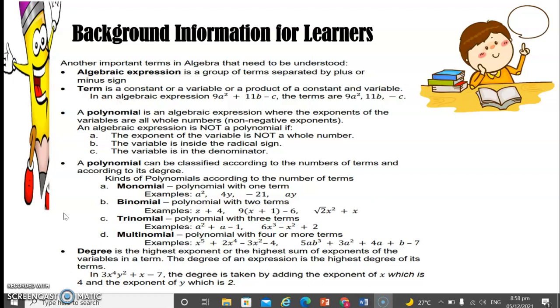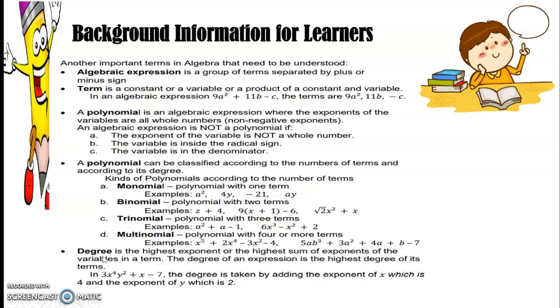Okay? So, I hope you understand the polynomial classification according to the number of terms. Again, if only one, monomial. If two terms, binomial. If three, trinomial. If four or more, multinomial. And take note class, the terms are only separated by plus and minus sign. So, we don't count products or division, those are considered as one term, except for plus and minus operation. Okay, so let's now continue.